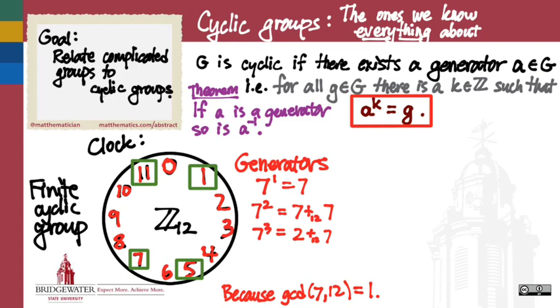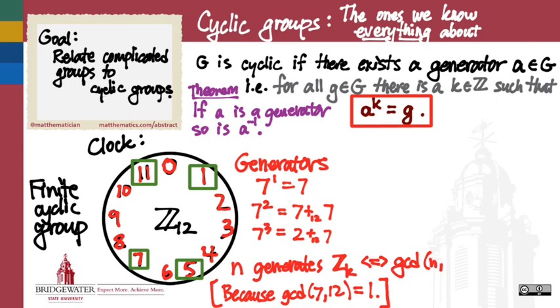Well, if we have a theorem, and we're going to have this theorem today, that a number n generates Z mod k, so n generates Zk, if and only if n and k are relatively prime, then are there other generators for Z12 on this clock?